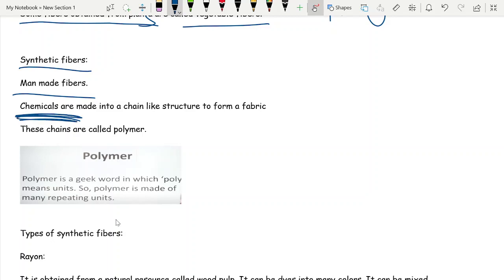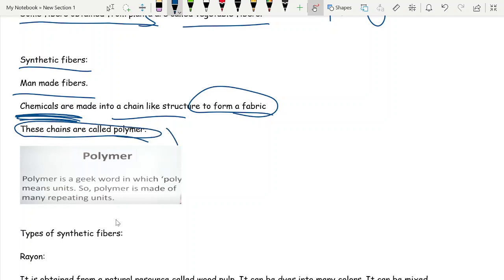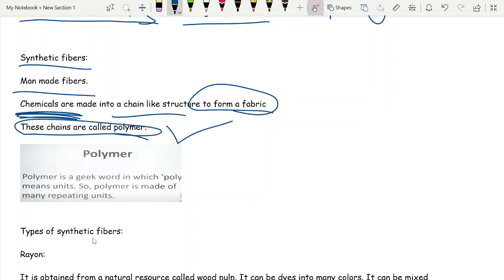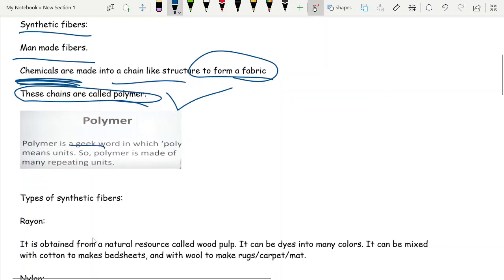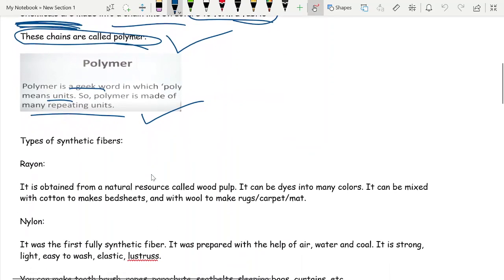We have to put chemicals in it to form a chain-like structure to form a fabric. Now these chain-like structures are called polymers. Polymer is a Greek word in which poly means units. So polymer is made of many repeating units. Alright? Now, types of synthetic fibers. What are the types of synthetic fibers?